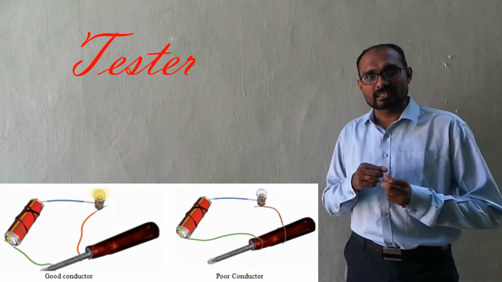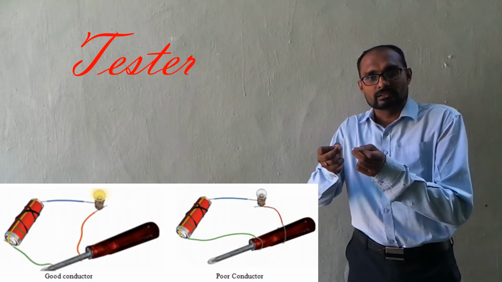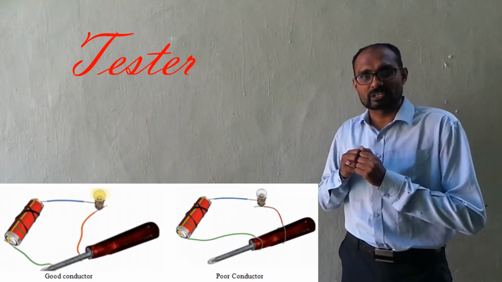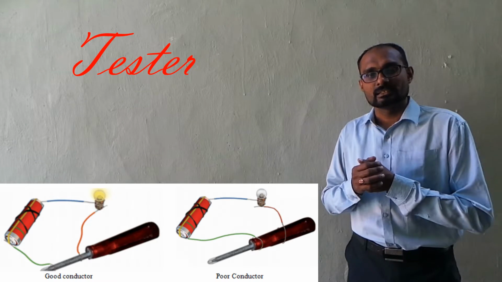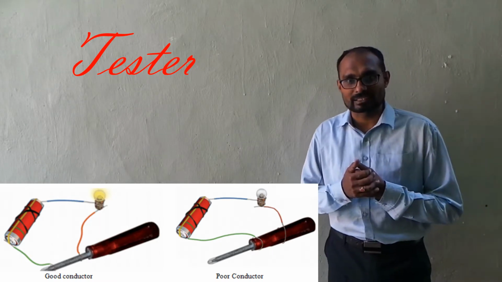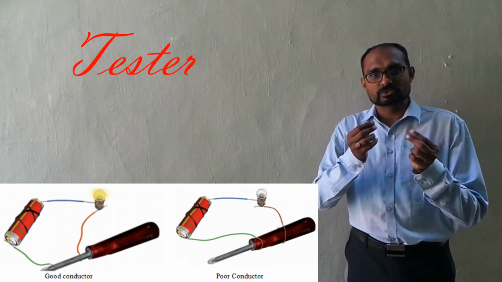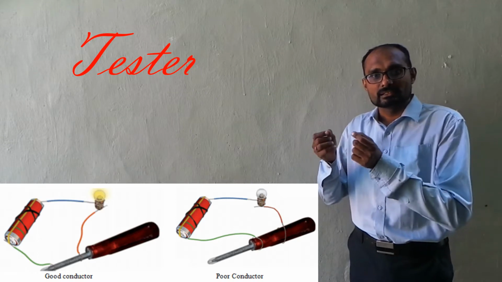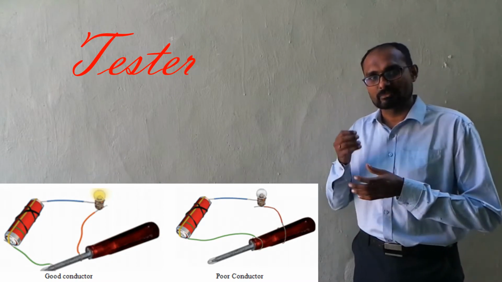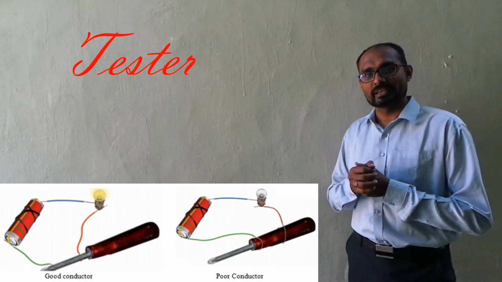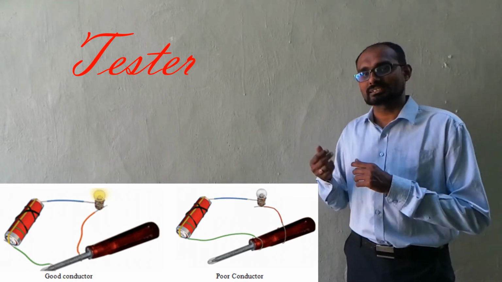Now, we have seen that when these two free ends of the wire are connected to the rod of the screwdriver, the metal part of the screwdriver, the bulb started glowing, which indicated that this metal is a good conductor of electricity. On the other hand, when we brought these two wires in contact with the rubber handle or the plastic handle of the screwdriver, we realized that the bulb did not glow, from which we came to the conclusion that the screwdriver's handle is not a good conductor of electricity.